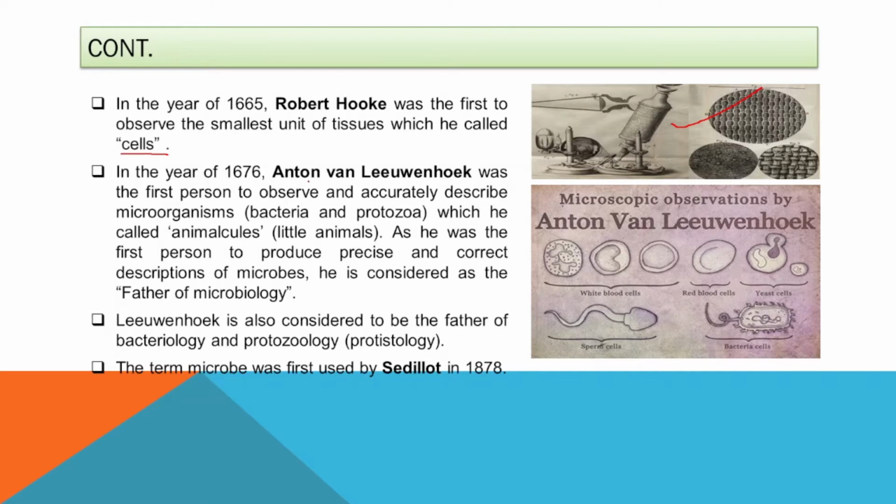In the year of 1676, Antony van Leeuwenhoek was the first person to observe and accurately describe microorganisms. That time it was bacteria and protozoa, which he called animalcules, which also means little animals. The microscopic observation of different kinds of cells are illustrated here. As he was the first person to produce precise and correct descriptions of microbes, he is considered the father of microbiology. Leeuwenhoek is also considered to be the father of bacteriology and protozoology, or protistology. The term microbe was first used by Sedillot in 1878.